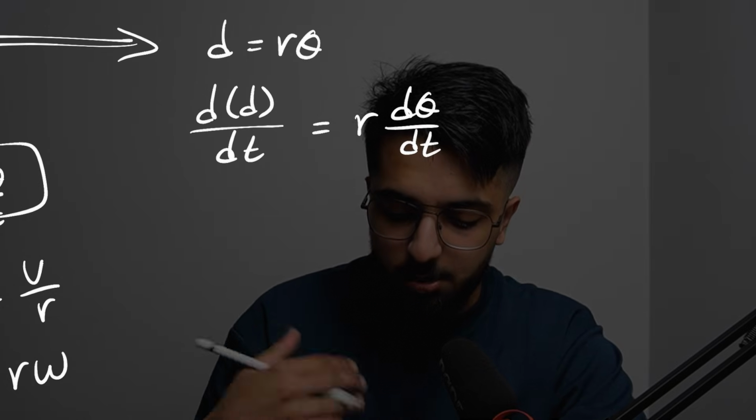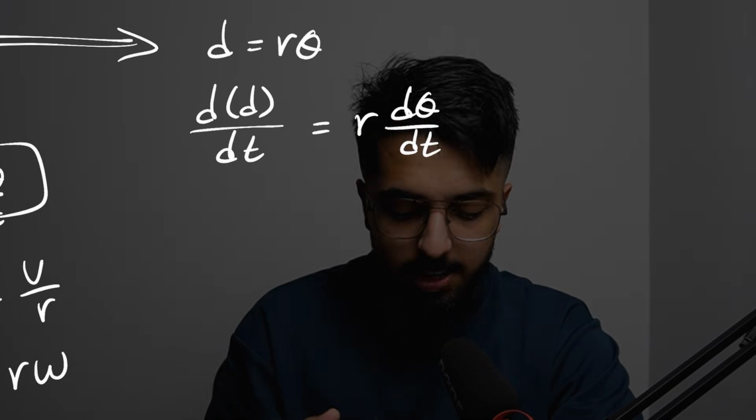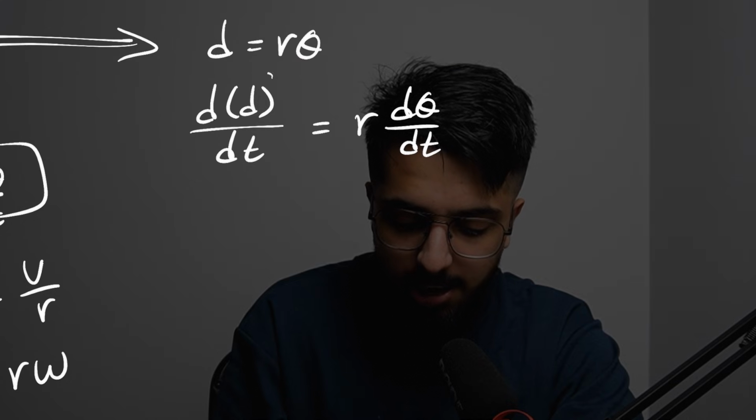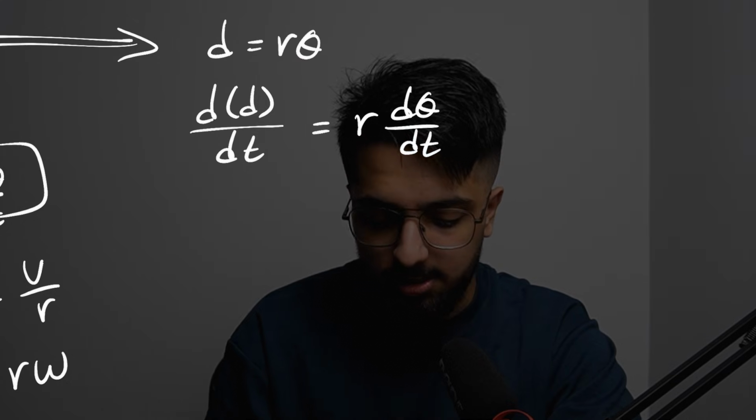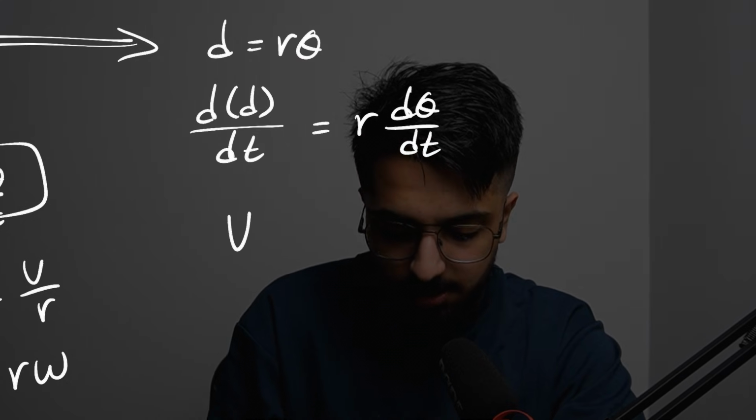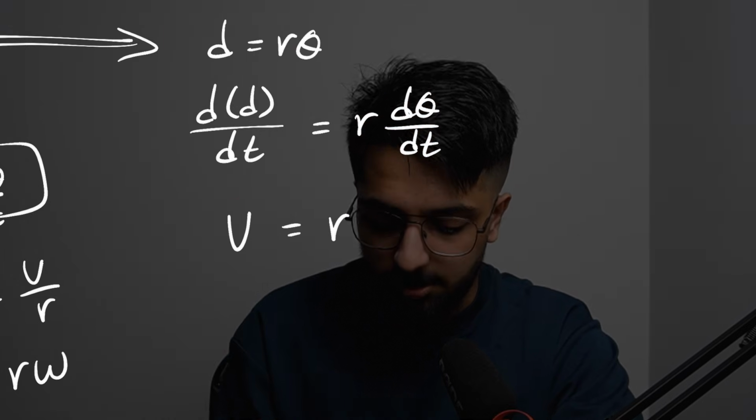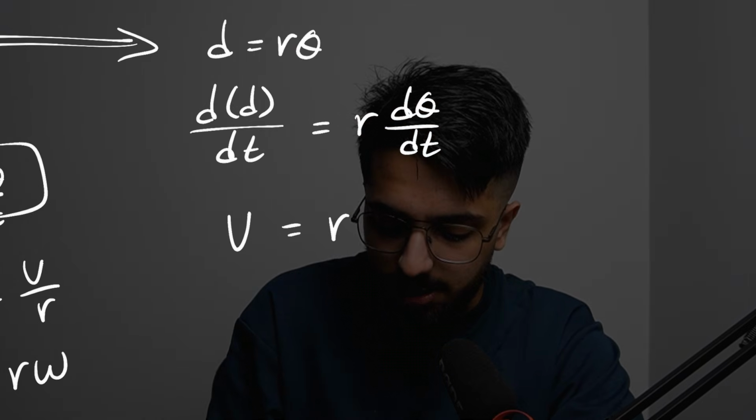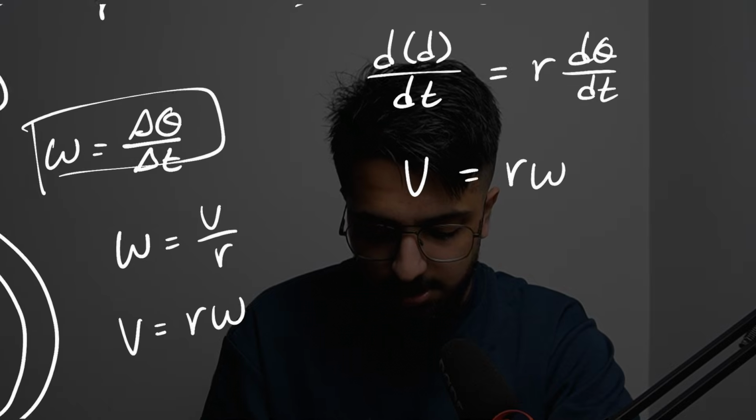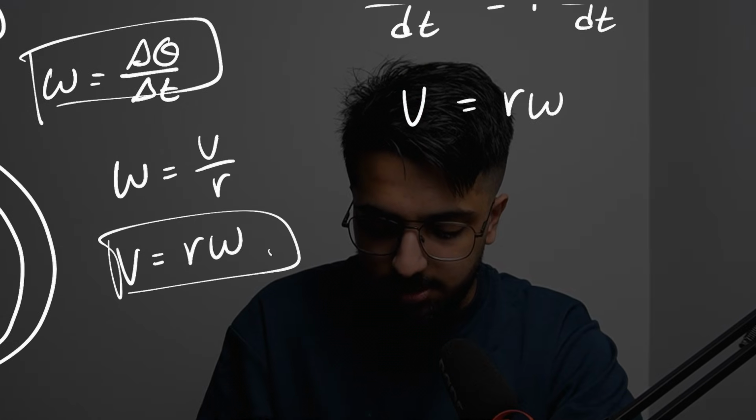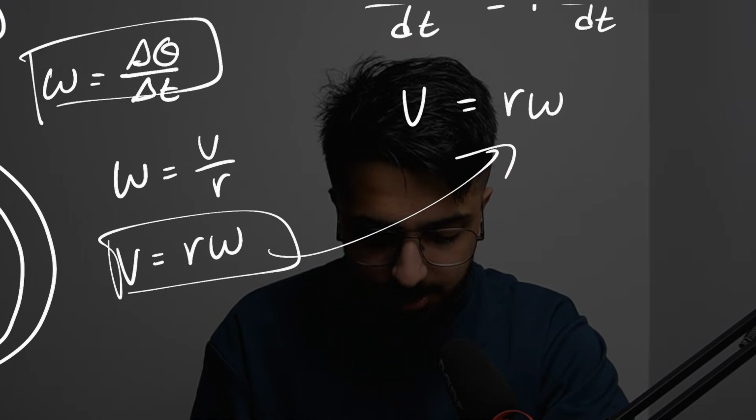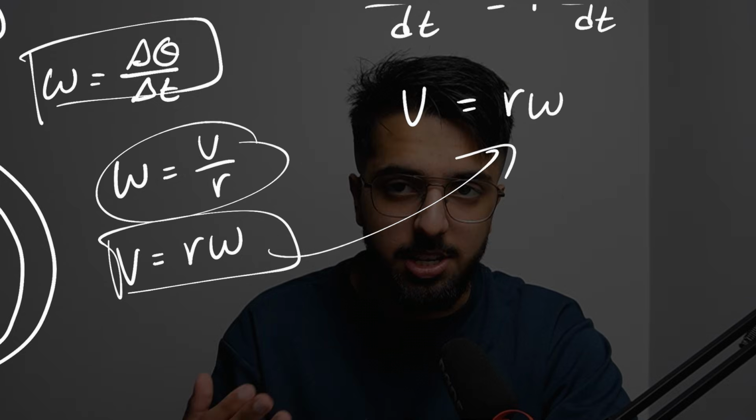So we differentiate both sides with respect to t. As I said before, if we differentiate our distance, we get our velocity. So velocity is equal to r, and if we differentiate our angular displacement, we get our angular velocity, so we get r omega. And so that is where this equation comes from. And obviously the other one is just a rearranged version.